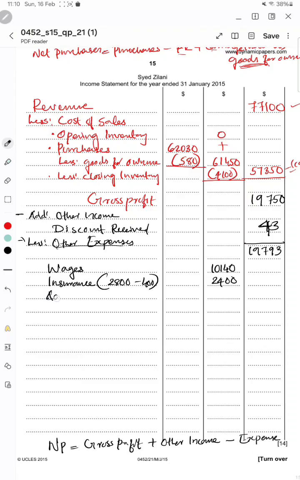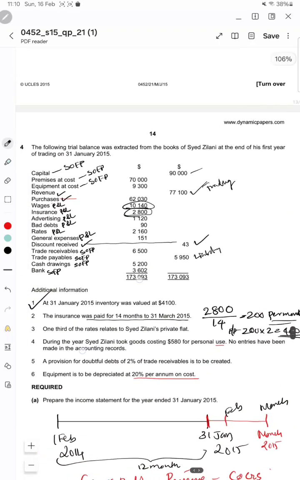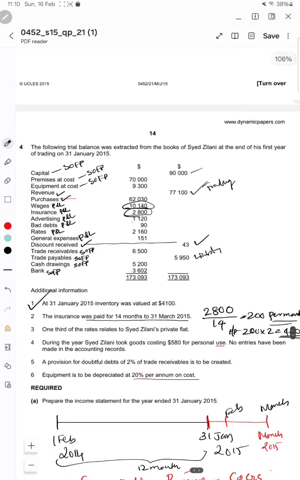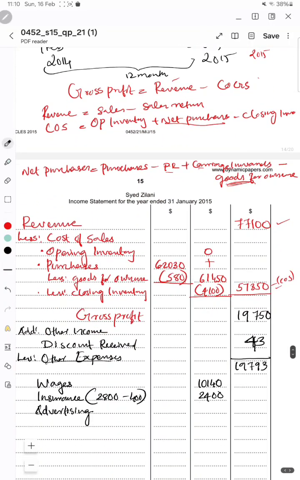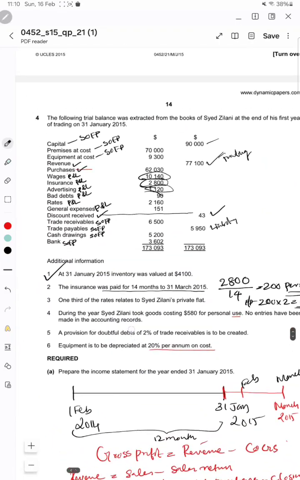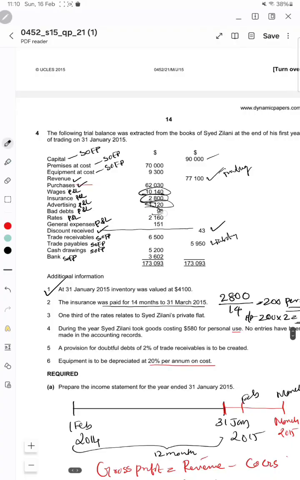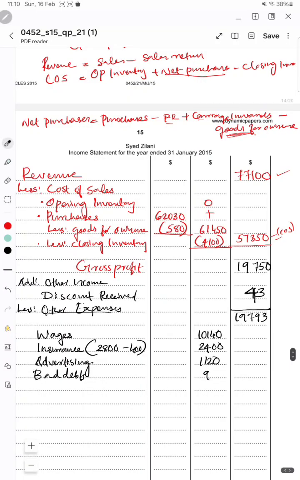Next we can take advertising. Okay, advertising expenses. There is no adjustment for advertising, so directly you can take the amount. Advertising is 1120. Okay, the next one is bad debts. Bad debts also you can take directly. Bad debt is 90, isn't it? So 90 also you can take directly.